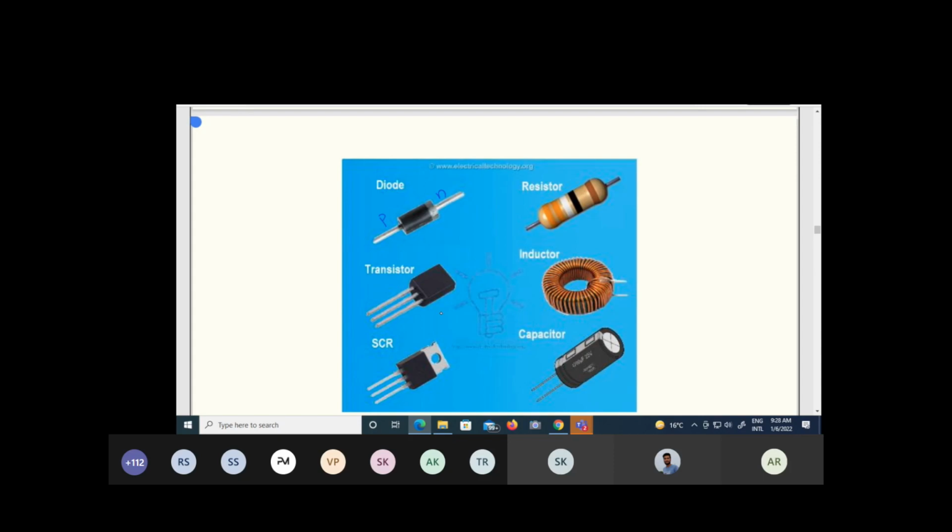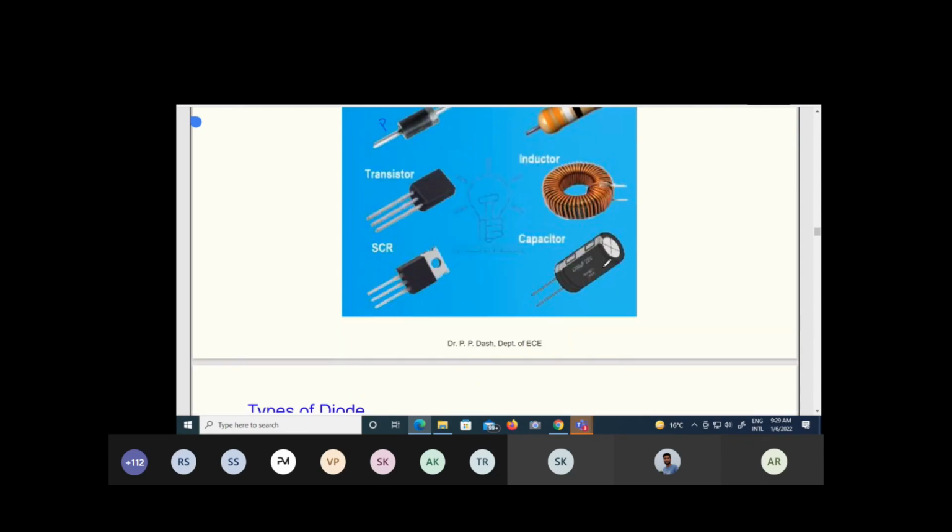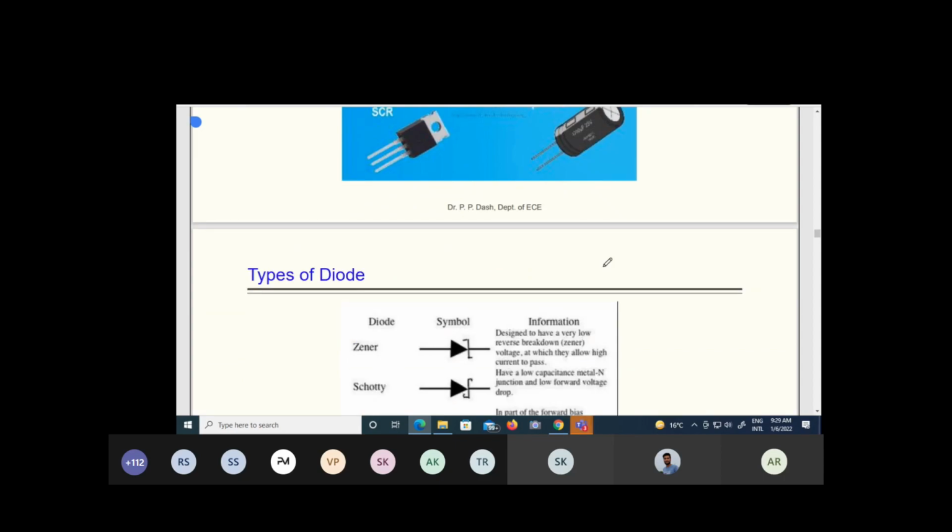Likewise, this is the physical appearance of the transistor. This is also one kind of component. This is called a silicon controlled rectifier, which is also a 3-terminal device. These are the physical appearances. Resistors will look like this. This is the inductor, so winding is there. These are the inductors, capacitors. When we come to the lab, we will be acquainted with these components.